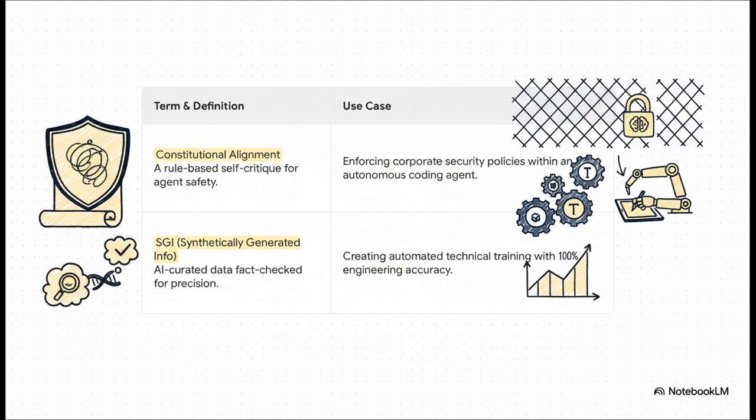Finally, let's talk about the output. Synthetically Generated Information, or SGI, isn't just raw model output. It's high-value data that has been curated and fact-checked by another AI system for precision. This is how you can create things like automated technical training that maintains perfect engineering accuracy.